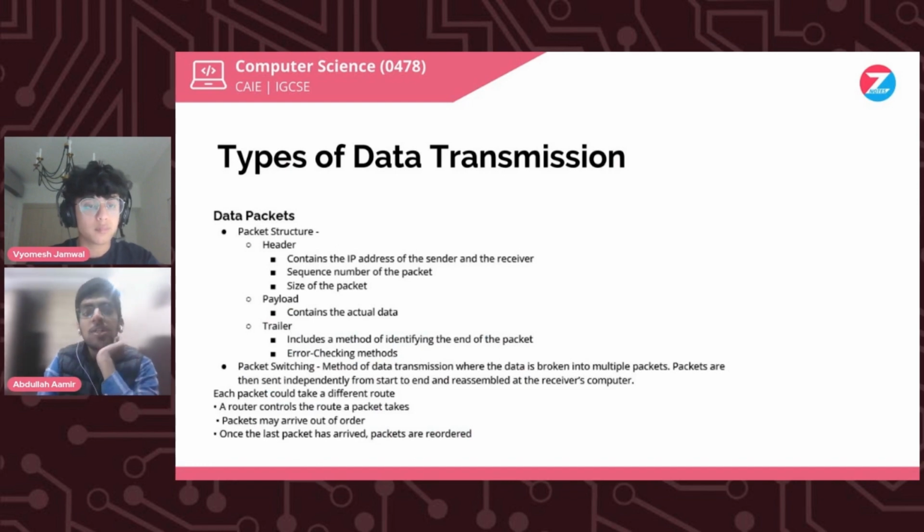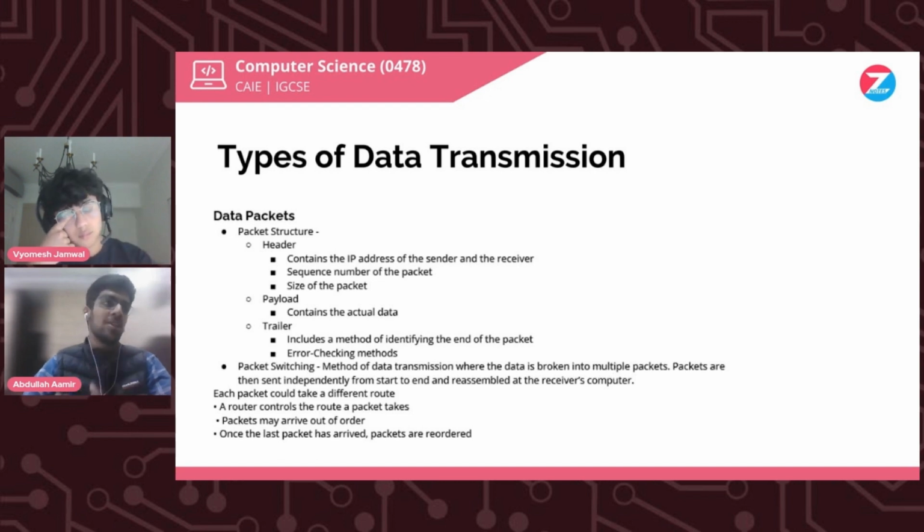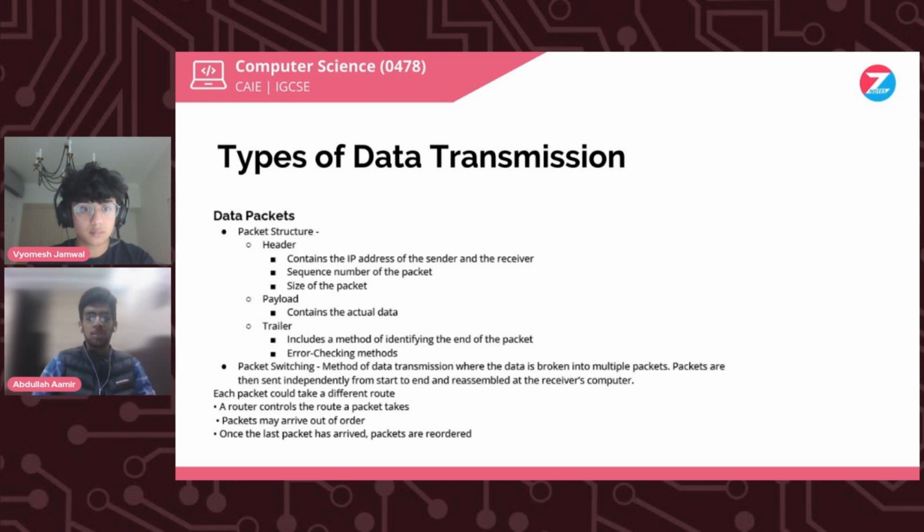We call the piece of data that we're sending the payload, and we have a header above it, which contains the IP address of the sender and the receiver, which gives it direction. It tells it which receiver it has to go to. It also has a sequence number of the packet, which tells which number the packet is. So if the computer receives the third packet first and the second packet after, it knows how to sort the data into the right order. We also have the size of the packet sent with it. The trailer is the end part of the packet, which tells it that the packet has ended. It also has the error checking methods we'll be discussing later on.